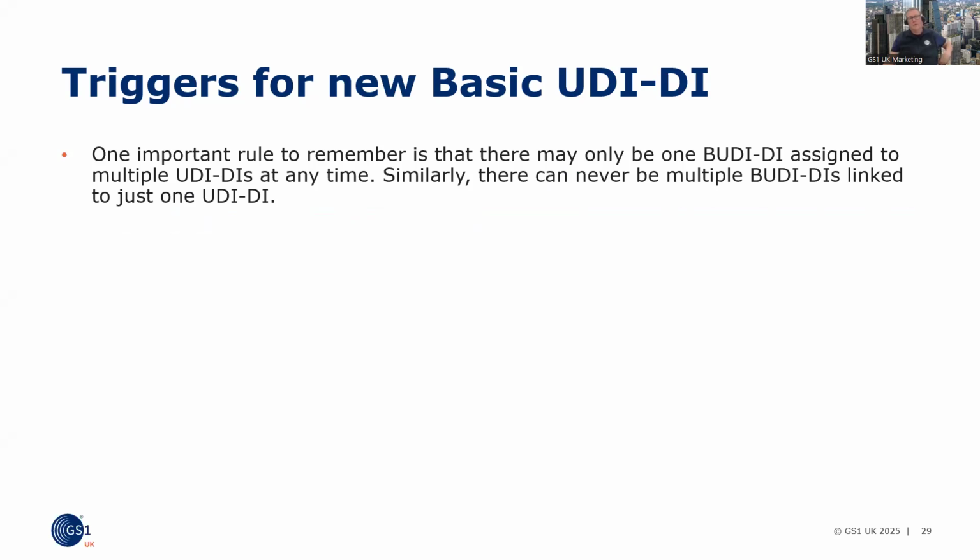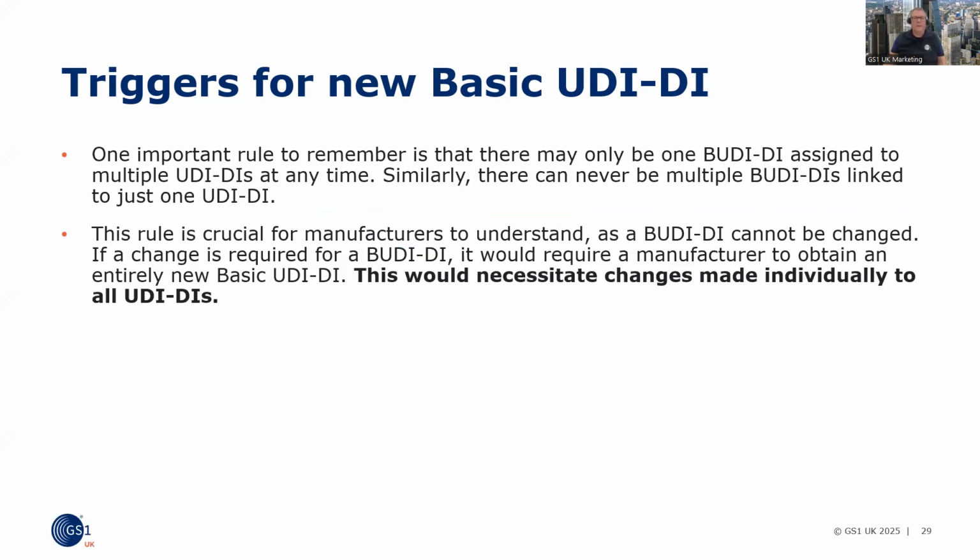Well, it's important to remember that there may be only one basic UDI-DI assigned to multiple UDI-DIs at any time. Similarly, there could never be multiple basic UDI-DIs linked to just one GTIN. And it's crucial to understand that a basic UDI-DI cannot be changed. If you change the basic UDI-DI, you change all the GTINs.